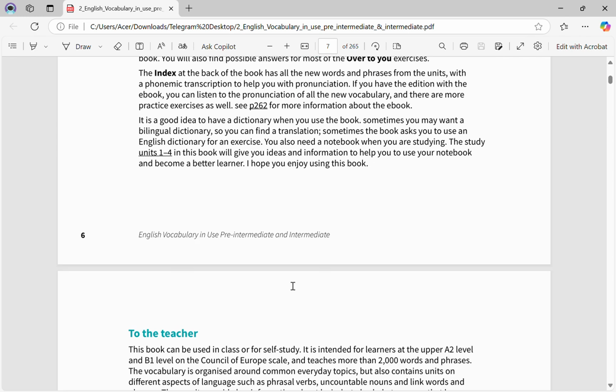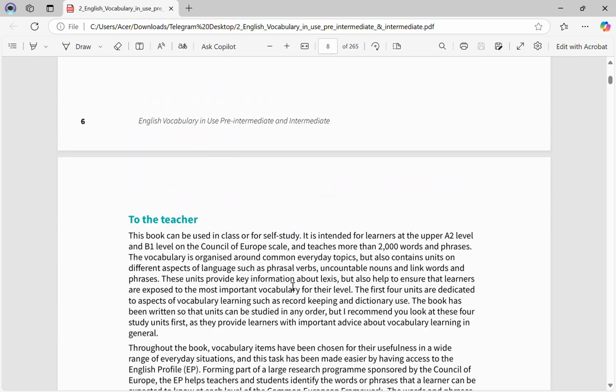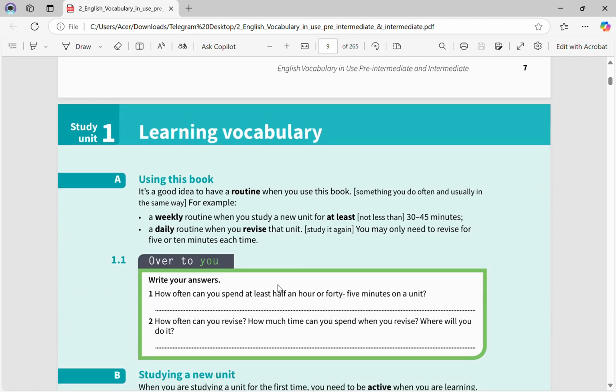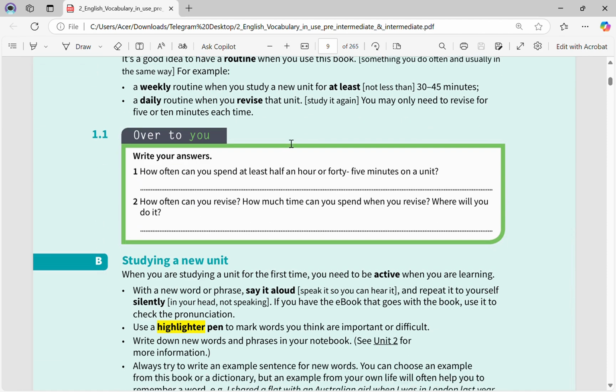Okay, how do you enjoy using this book? Okay, to the teacher. So we are not the teacher, so we will skip this part. Okay, study unit 1, learning vocabulary. Okay, let's get started.